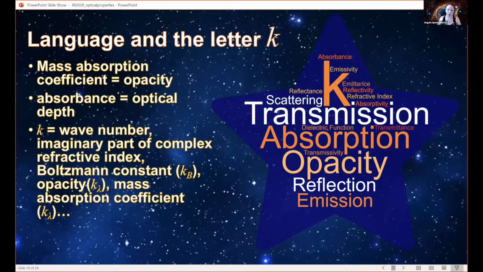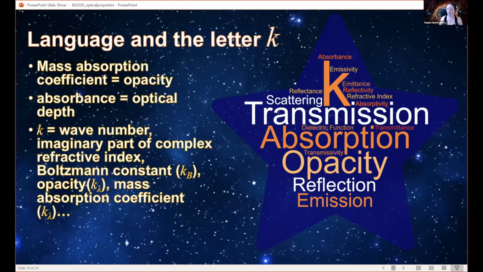You have the same sort of problem with opacity. Opacity just means opaqueness, and that is something that can be used in general language. It has a very specific definition here, and opacity is actually the same as mass absorption coefficient. There's also a thing called absorbance, and I'll show you that that's equivalent to optical depth.